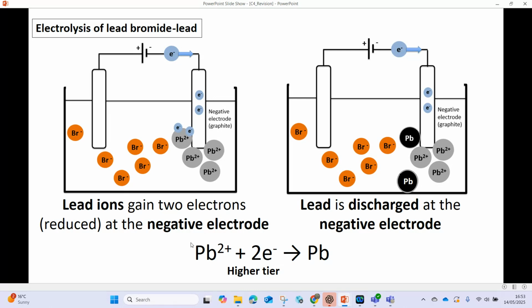If you're doing the higher tier, you need to be able to show that in terms of an ionic equation. So there you can see the lead ion gaining 2 electrons to become lead. The reason it gains 2 electrons is because lead ions have a charge of 2 plus.